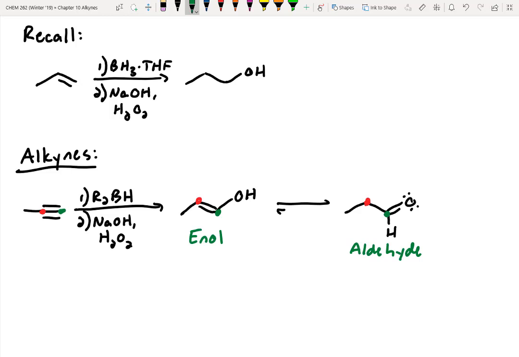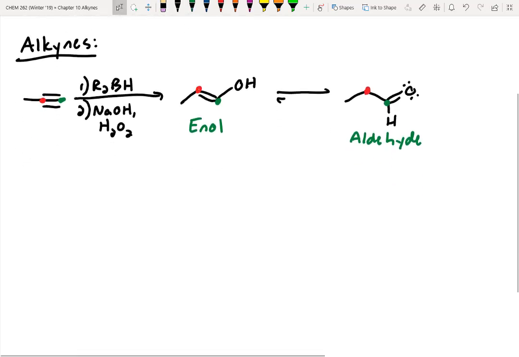All right, the reason we can't use borane, BH3, is that BH3 is too reactive for an alkyne. An alkyne has multiple different types of pi bonds that can react with it, and so it basically runs away from you. You just can't control it. So what we have to do to control it is we have to bulk it up a bit more. That's what the R2 group is for. We need to use a bulky boron-containing compound.